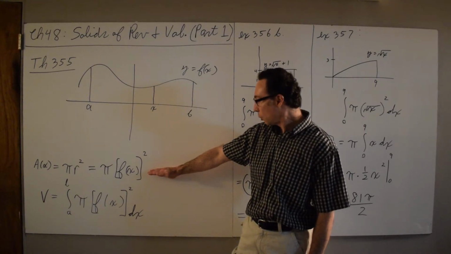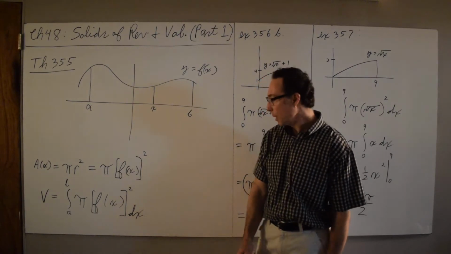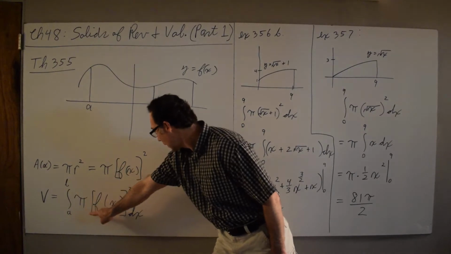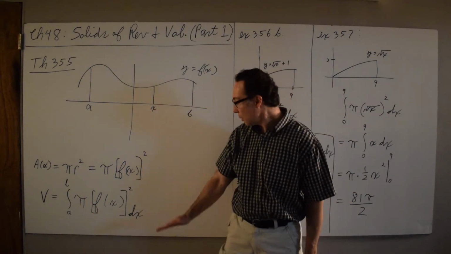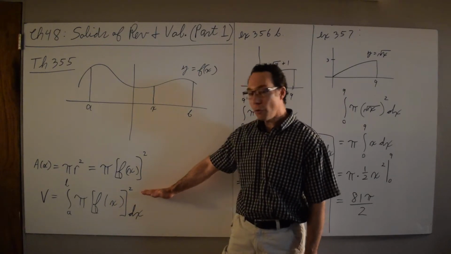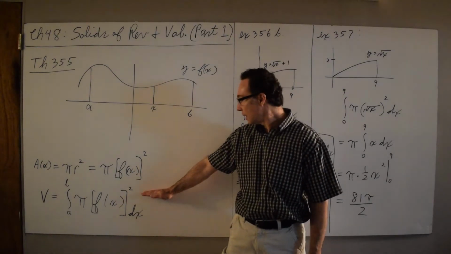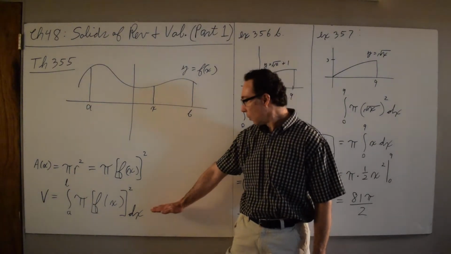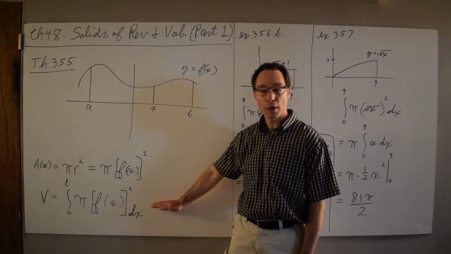And so how do we get the volume? Well, we integrate from a to b of the area function, but the area function is pi times f of x squared. So that's what we're doing. We revolve this around the x-axis, and we want the volume of the three-dimensional solid created. We integrate from a to b of pi r squared, or pi times f of x squared.